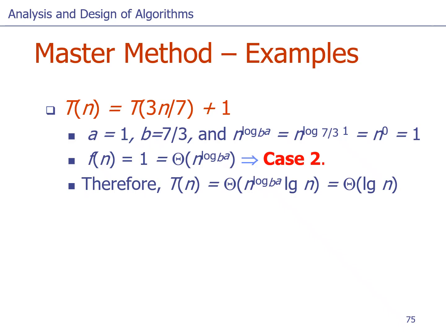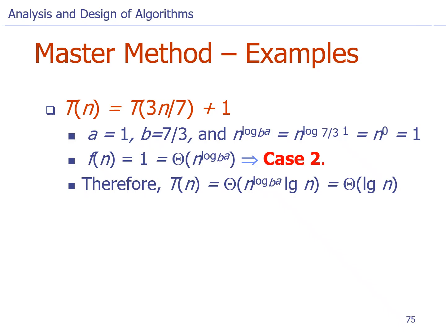Let's see another example. You're given again the recurrence. T of n is equal to T of 3n by 7 plus 1. Now the a here is 1. The b is the reverse, obviously, because it's initially a denominator, so if I extract it out, it's going to be 7 divided by 3. And n to the power of log a base b is n to the power of log 1 base 7 divided by 3, which is n to the 0, which is 1.